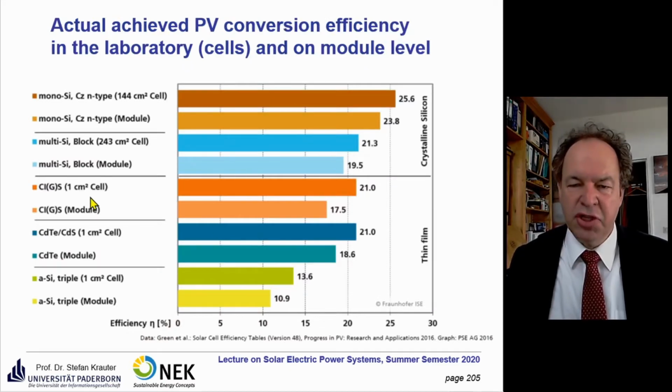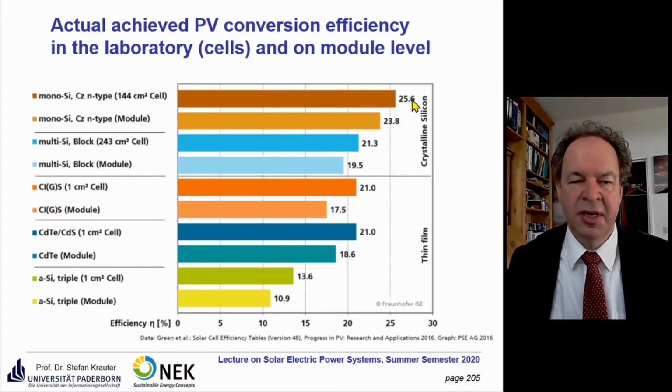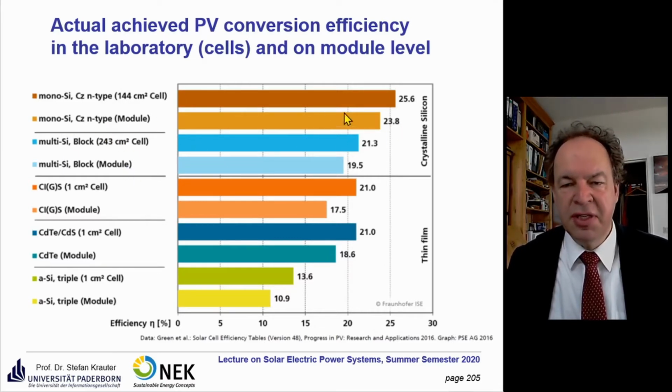The conversion efficiencies here for laboratory cells and at the module level. So here you see the crystalline level. So here the cells in the lab. So you are here at crystalline silicon at 25.6% conversion efficiency. Also modules are quite high. And you see here that already the module is really not far anymore from the laboratory. So the industry took up a lot.